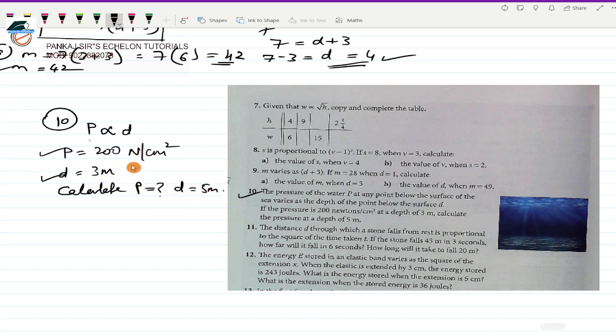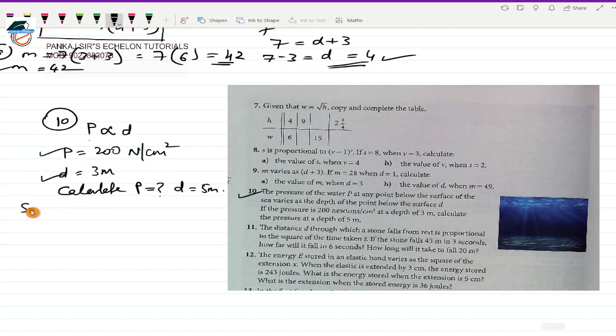Now here you need not worry about the units. This is Newton per centimeter square, this is meter. As far as mathematics is concerned, we will get the answer in Newton per centimeter square only for this P. So I'm not going into conversion of the unit and all that. That becomes the physics part of it.